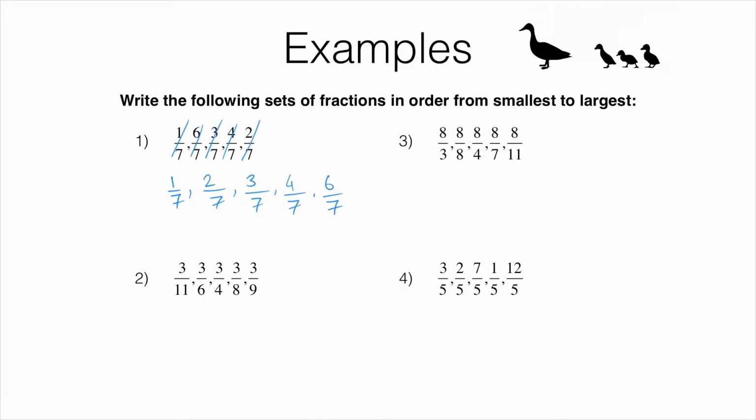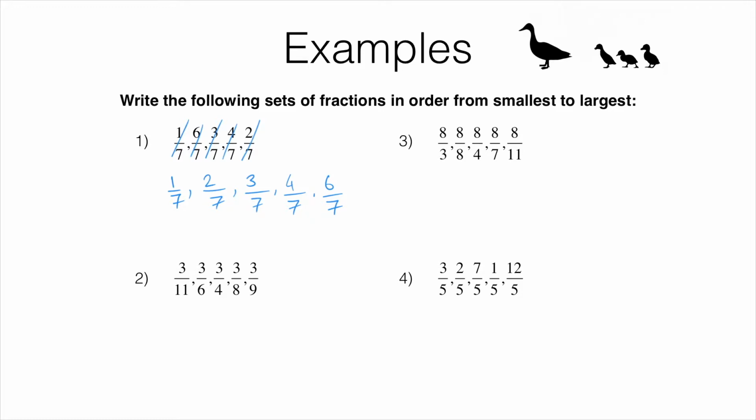Question 2 looks a little trickier. In this question, all the denominators are different, but we can spot that all the numerators are the same. So let's think of it this way. We've got 11ths, 6ths, quarters, 8ths, and 9ths. Let's just consider 1/11th, or 1/6th, 1/4, 1/8, and 1/9 for a moment.